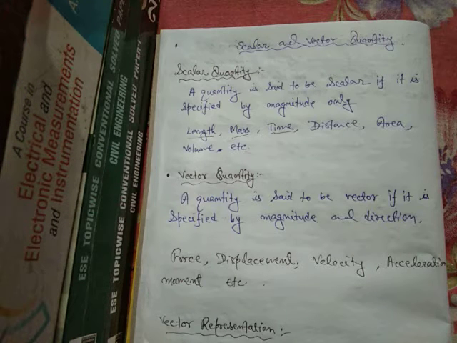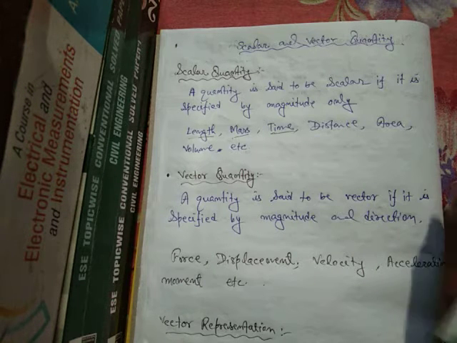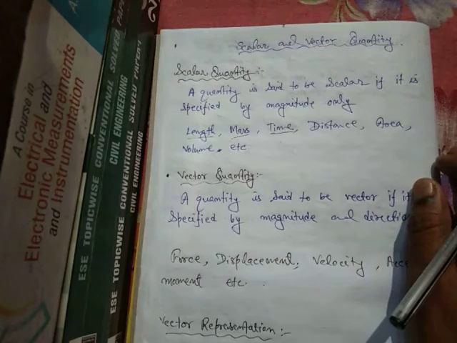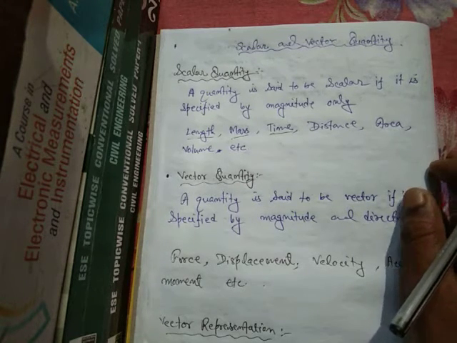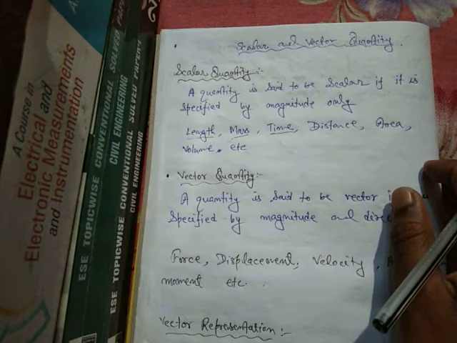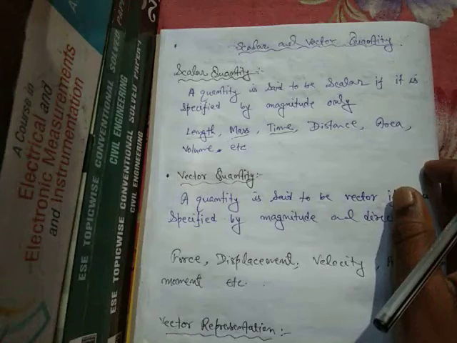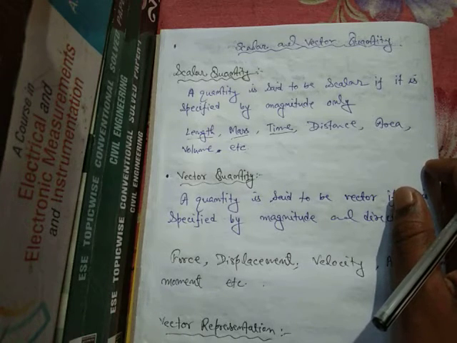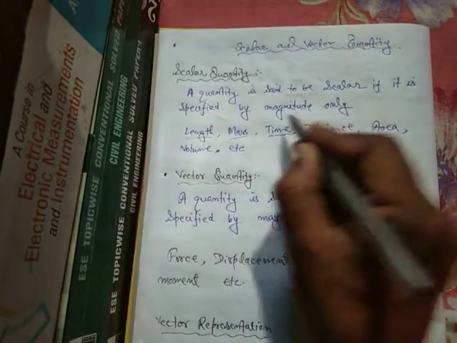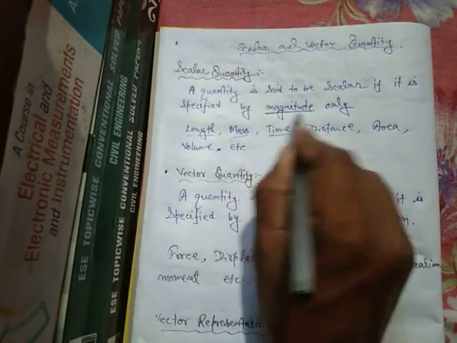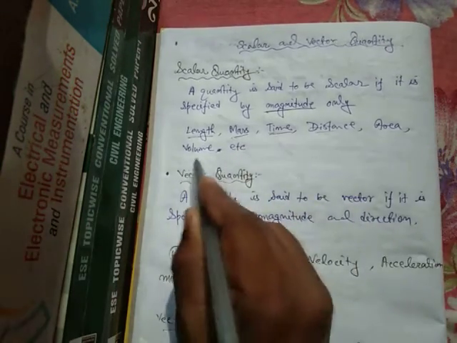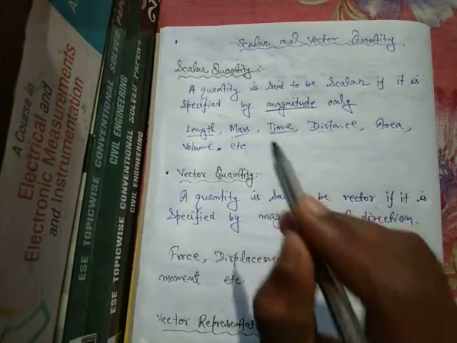Everyone, today's topic is vector. Now let me know what is scalar quantity. A scalar quantity is said to be a scalar quantity if it is specified by magnitude only. That means scalar quantity have only magnitude. For example, length, mass, time, distance, area, volume, etc. These all are the scalar quantity.